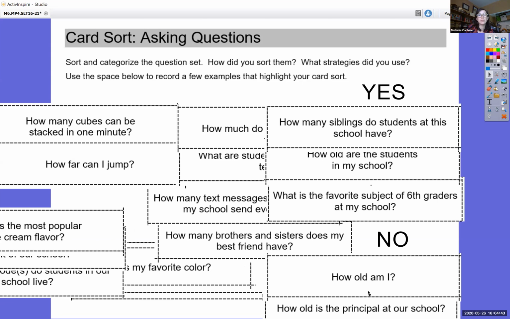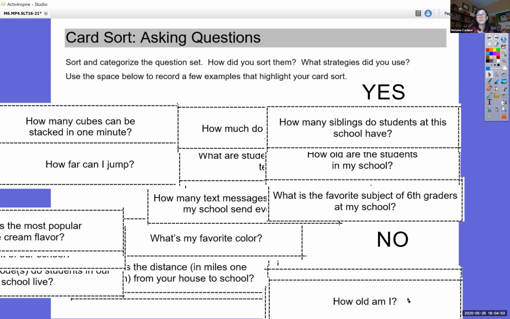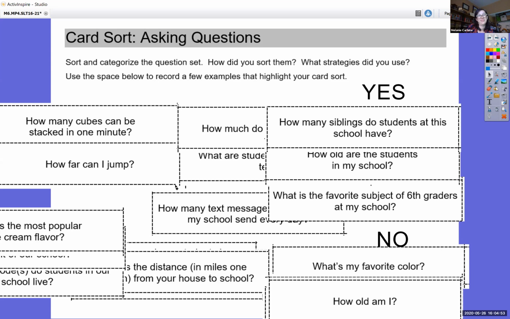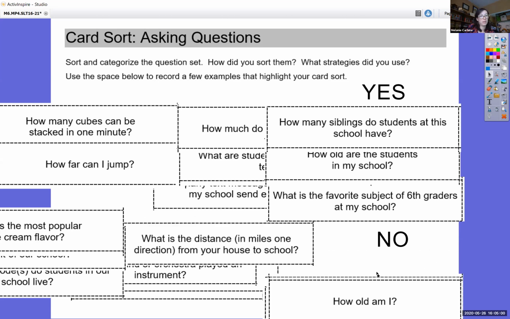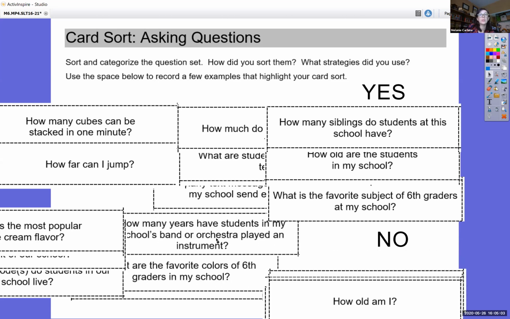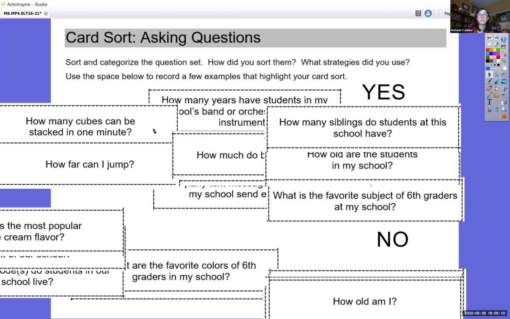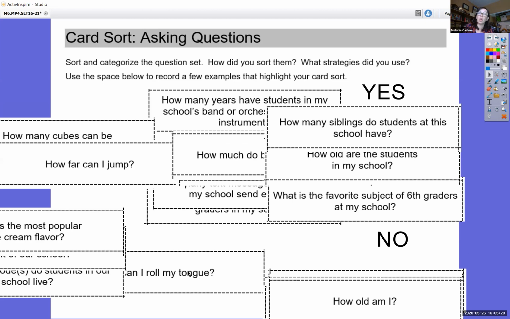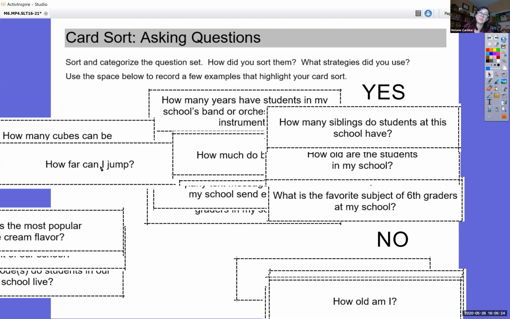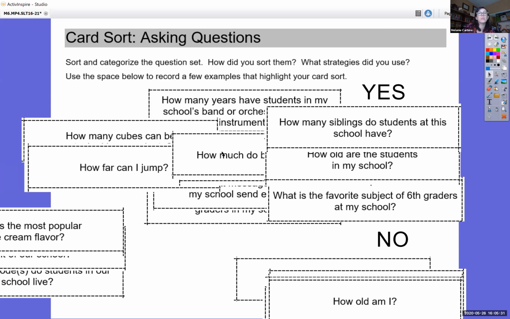How many brothers and sisters does my best friend have? That one's not statistical. There's only one best friend. What is my favorite color? Also not statistical, because it's orange. What is the distance from my house to the school? There's only one distance, because I live in one place, so it's not statistical. How many years have students in the school band or orchestra played? That's statistical, because you're going to ask a bunch of students and they're going to give you different answers. What are our favorite colors? That's statistical. Who is my favorite movie star? Not statistical. And can I roll my tongue? Not statistical.